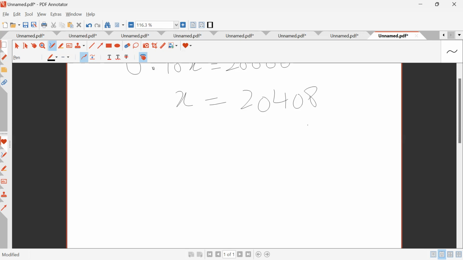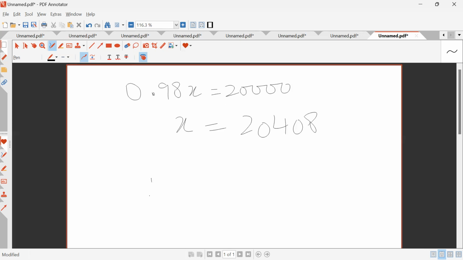But what if markup is given? Now let's talk about markup. What is markup? Beta, markup is profit as a percentage of cost of sales.